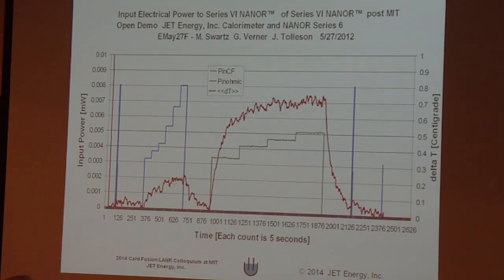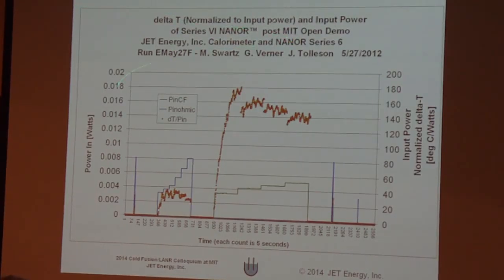All right, so here's in May. We're not getting as much out as we did in January, but we're still getting excess energy out. Here is May 27th, and we're just looking at input power and delta T. So for the same amount of input power, more or less, we're getting a much higher delta T out. If we normalize the input power, it's almost a straight line. We can take this ratio to get the energy gain.